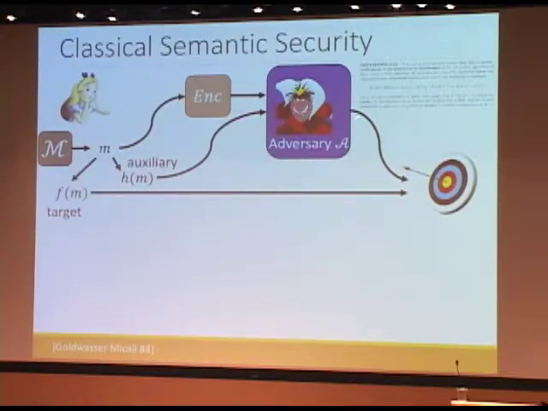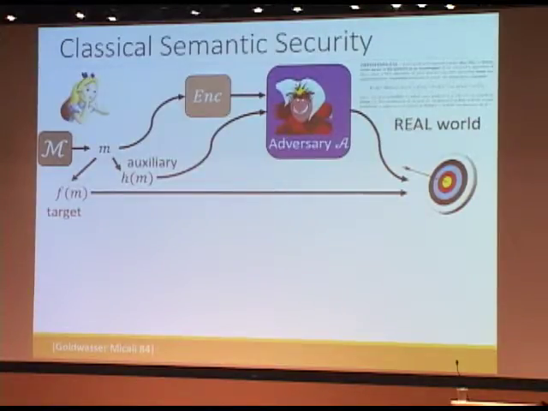All this together we call the real world. So in the real world, you ask the adversary to look at the encryption of m and this auxiliary information and see how well he can come up with this target here. So this is what you do in the real world.